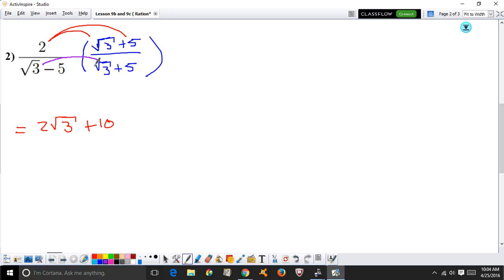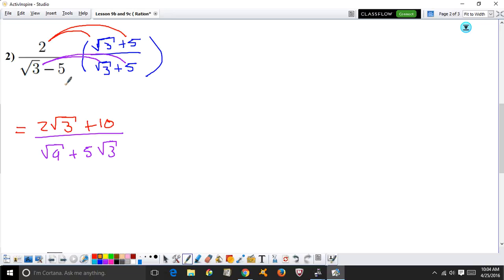Square root of 3 times square root of 3. We have square root of 9 because we multiply the insides. So square root of 3 times 5. You leave the number aside. 5 square root of 3. So we have that. Let's multiply once again.